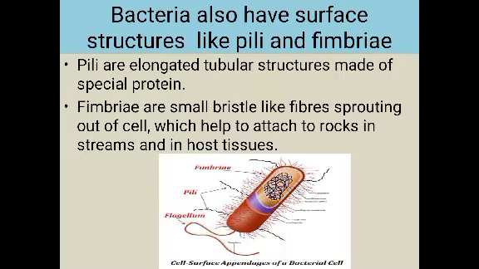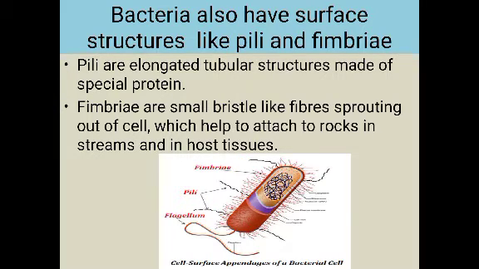Then, in addition to that, they also have other structures called fimbriae. Fimbriae are bristle-like fibers which sprout from the cell. In this picture you can see the fimbriae here, the minute hair-like structures which are present. That is what the fimbriae are.